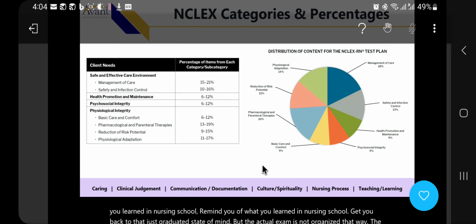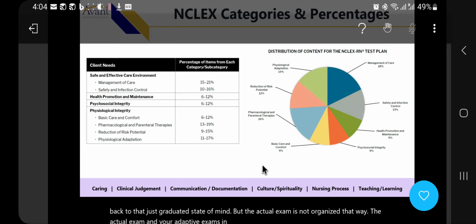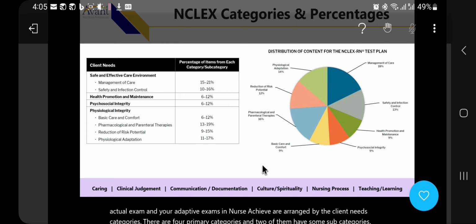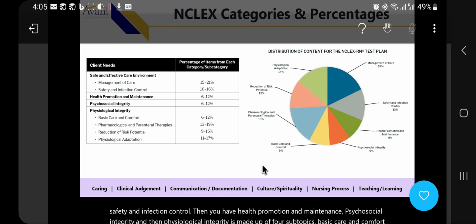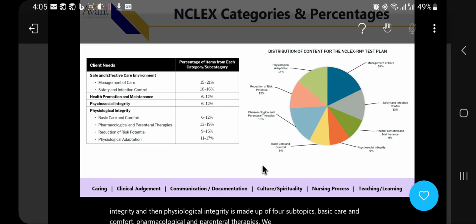The actual exam and your adaptive exams in Nurse Achieve are arranged by the client needs categories. There are 4 primary categories, and 2 of them have some subcategories. The first one, safe and effective care environment, is made up of management of care and safety and infection control. Then you have health promotion and maintenance, psychosocial integrity, and then physiological integrity, which is made up of 4 subtopics: basic care and comfort, pharmacological and parenteral therapies, reduction of risk, and physiological adaptation. And you can see the percentages for each of these categories here.